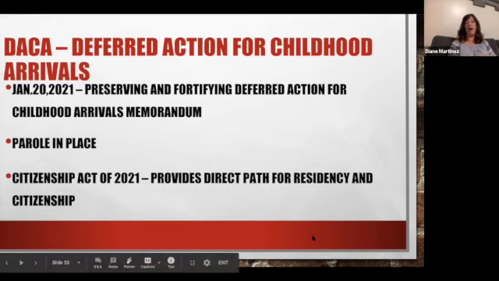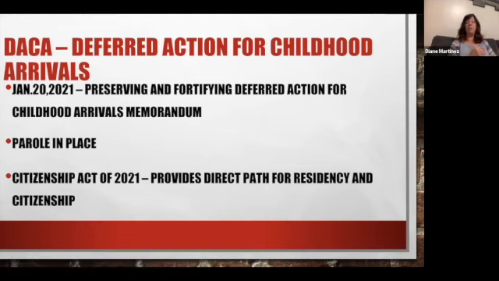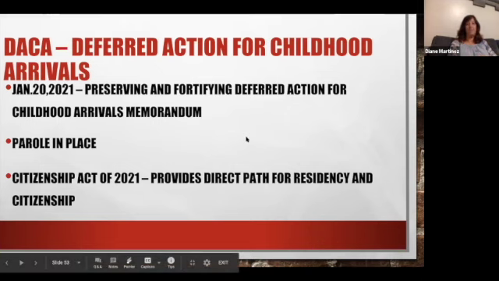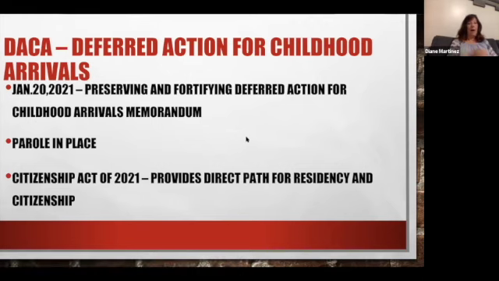The nice thing about that is if they're granted parole in place, they get to come back into the United States, admitted into the United States, and then they're considered here legally, and that opens up other processes for them. And then in the Citizenship Act, which we're going to talk about real quick next, DACA actually has a direct path for residency and citizenship included in that act.